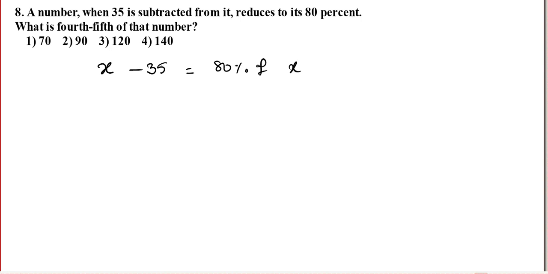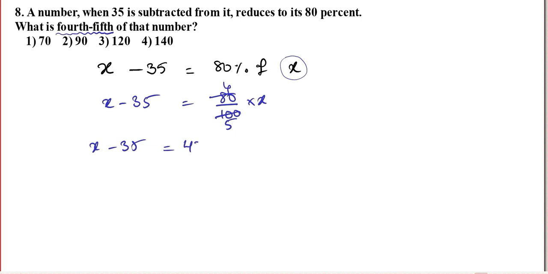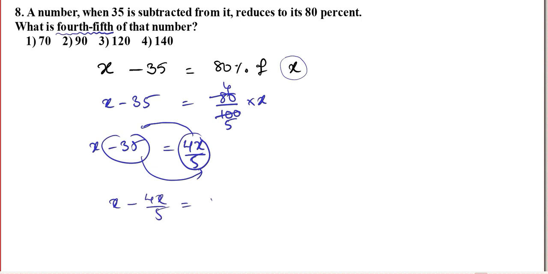So from this, what do we need to find out? We need to find that number x, and then after finding the value of x, we need to find 4/5 of that number. So x minus 35 gives you 80 percent, which is 80 per 100 into x, which is 4x by 5. Transposing this term to the other side, it becomes negative, and transposing this negative term to the other side, it becomes positive. So x minus 4x by 5 gives you 35.